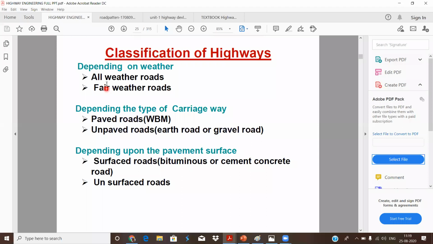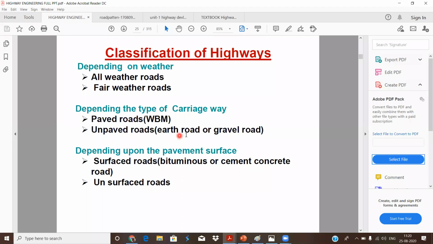Okay, next one, classification of highways depending on type of carriageway: paved roads and unpaved roads. Paved roads means if any pavement consists of at least WBM, WBM means water bound macadam, then that type of road is known as a paved road. Unpaved roads means the water bound macadam pavement is also not available, then the type of pavement is known as unpaved roads.